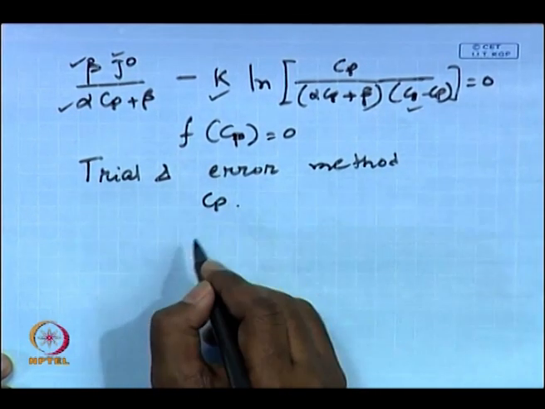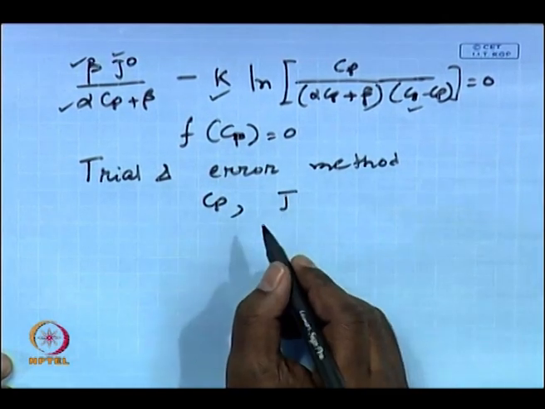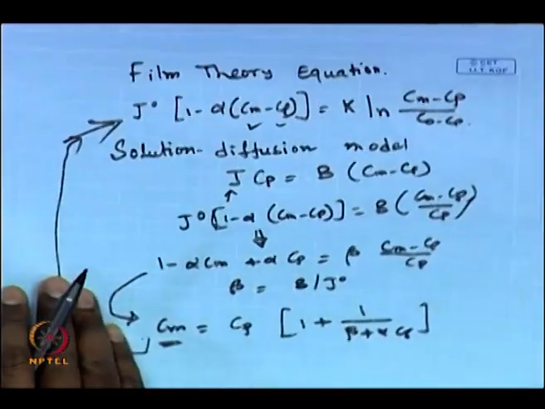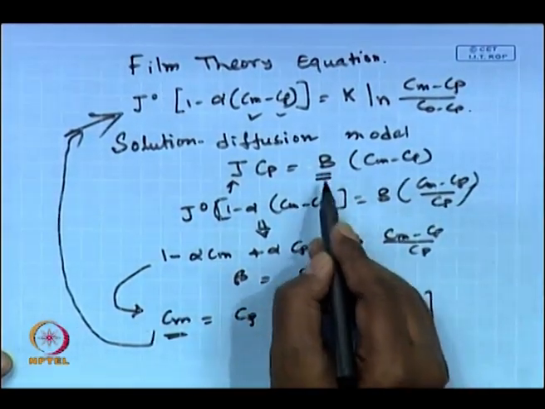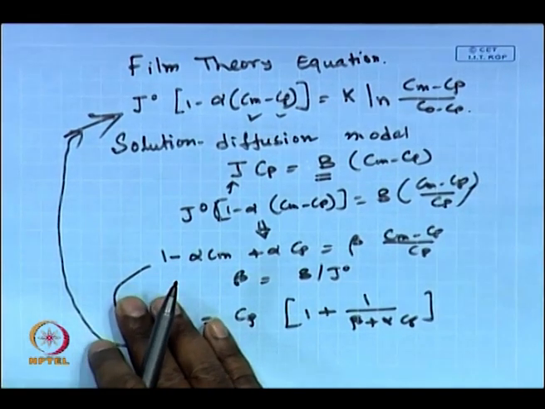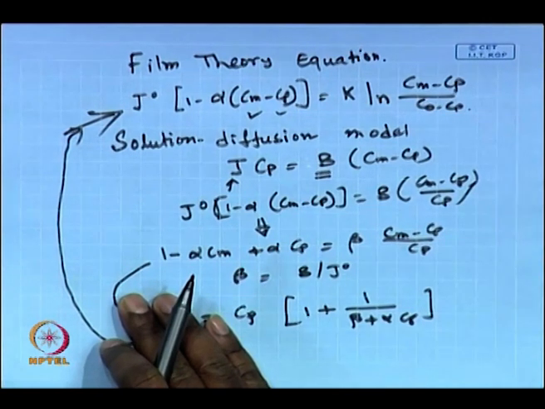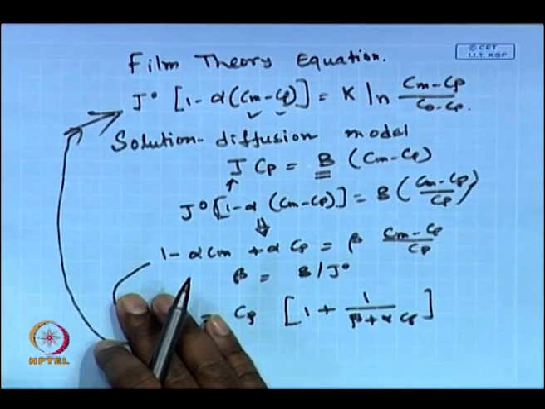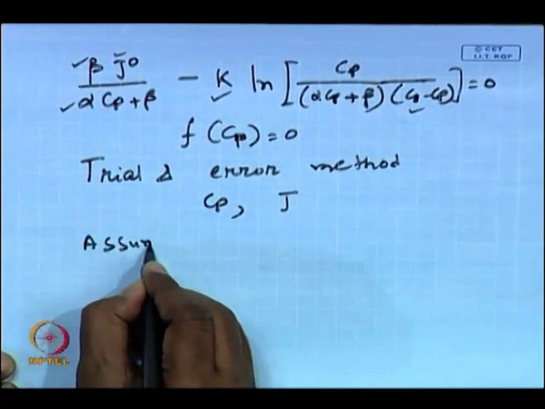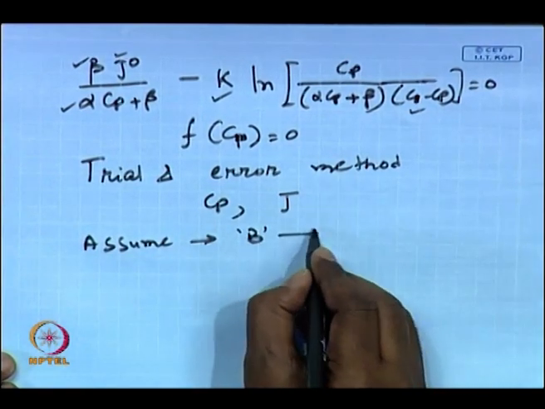Once you know the value of Cp, you can substitute in any of the equations and get the estimate of J. If there is only one parameter, if you remember, this parameter is the solute permeability through the membrane, that is B, which is known to you. In most cases, this B, the solute parameter for a particular membrane, is not known. So, in that case, what is done is that we assume a value of B. So, now everything is known.